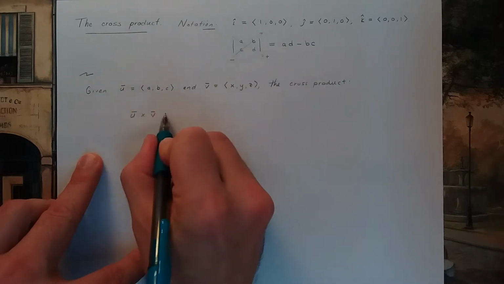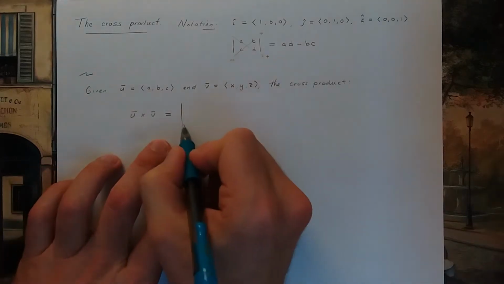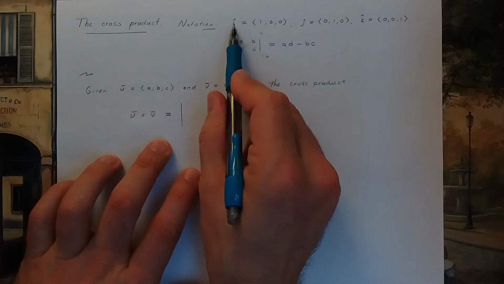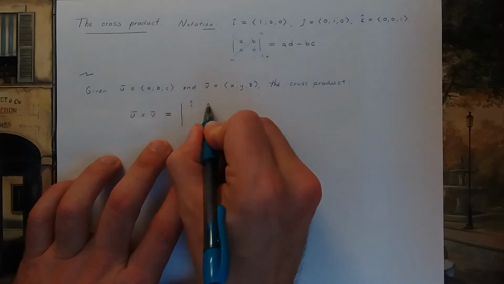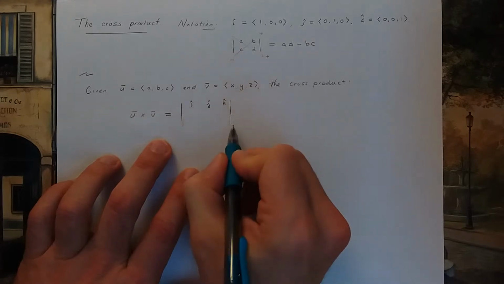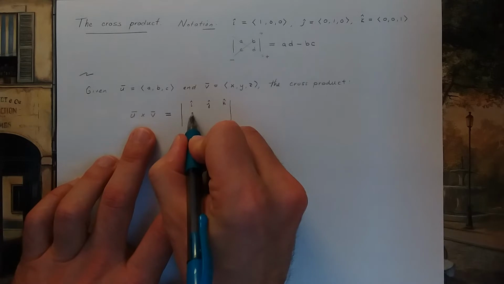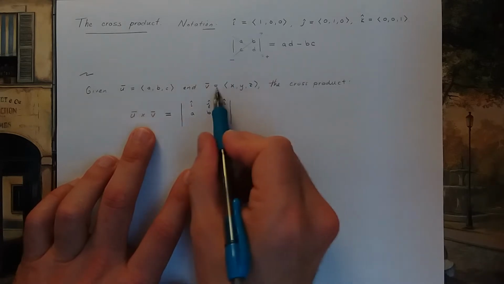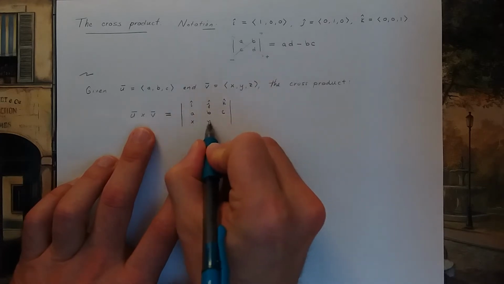And to calculate u cross v, I'm going to begin by drawing a 3 by 3 matrix, a 3 by 3 array of numbers and vectors. So in the top row, I'm going to write the vectors i hat, j hat, and k hat. In the second row, I'm going to write the entries in the vector u, so a, b, c. And then in the third row, I'm going to write the entries in the vector v. So I'm going to write x, y, z.